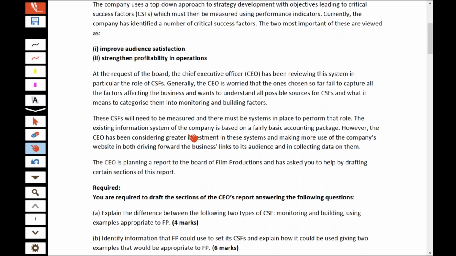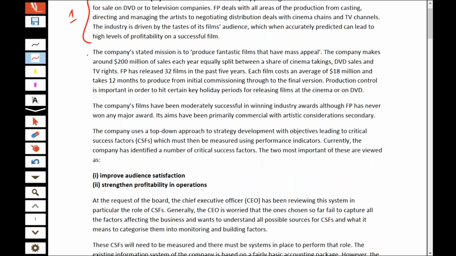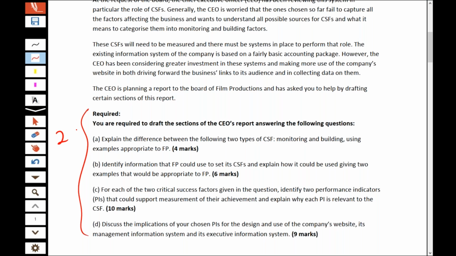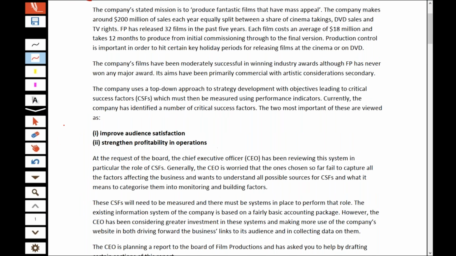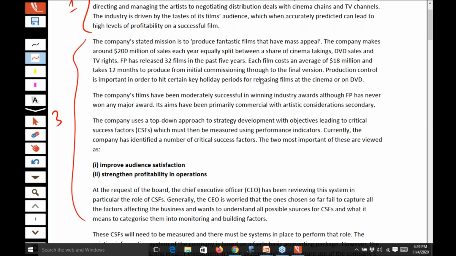So the first step, ideally speaking, is that you should be going through the first paragraph. Then you should be going through the requirements of the question, and the third step has to be that you read through the question and then attempt the question's requirement. Now, okay, let's discuss.